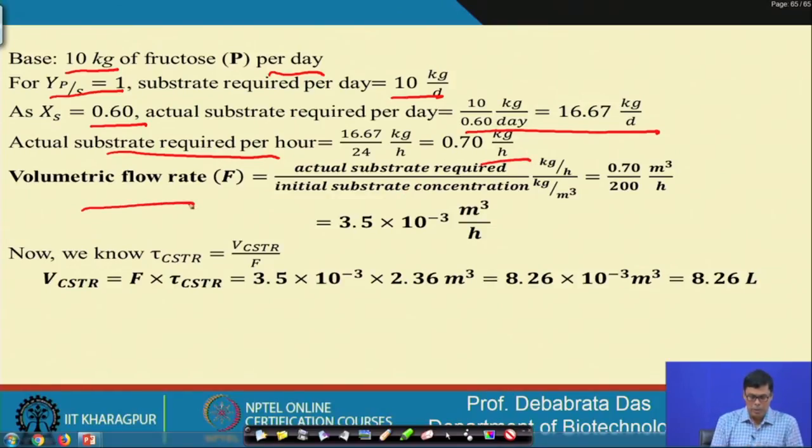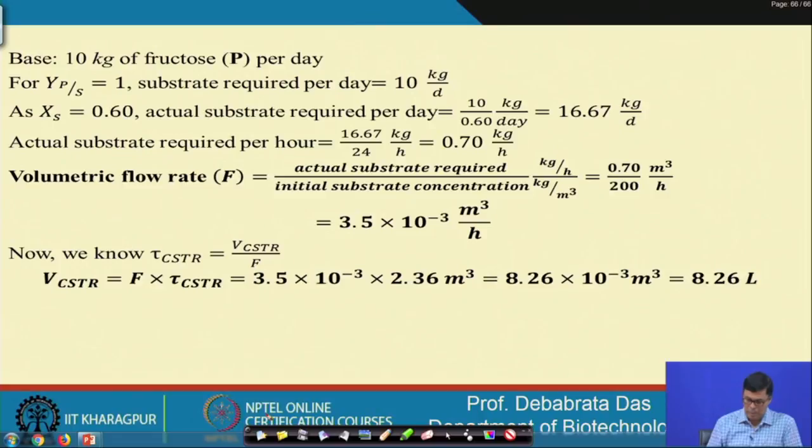The volumetric flow rate you have to calculate for this equation, and that can be determined from the actual substrate requirement, that is 0.7 kg per hour, and the initial substrate concentration is 200 kg per cubic meter. So you can find out the volumetric flow rate. Now you multiply it with your tau CSTR, and you will get the volume of the reactor. So, it is very simple. I hope you can do it.